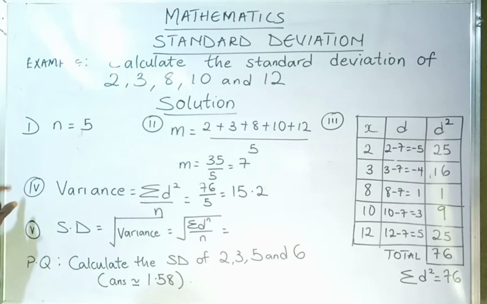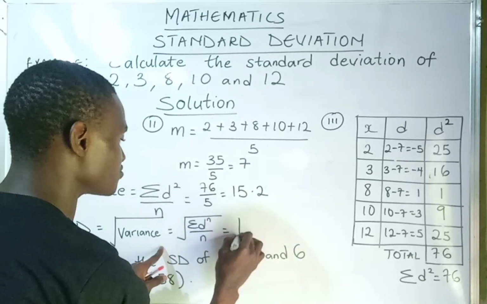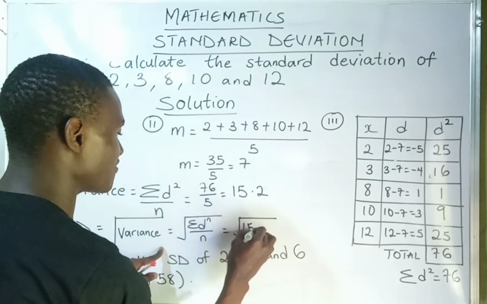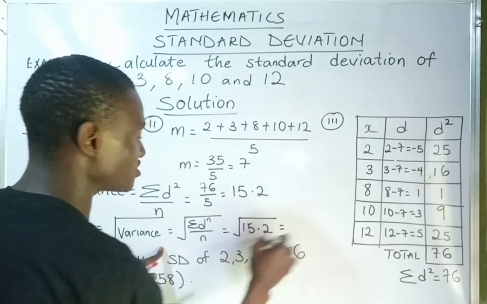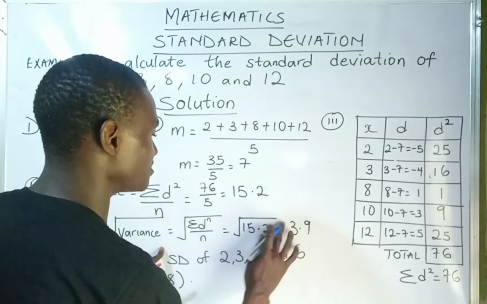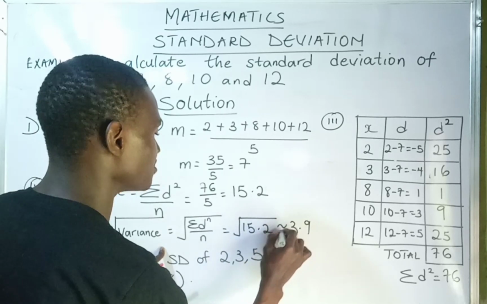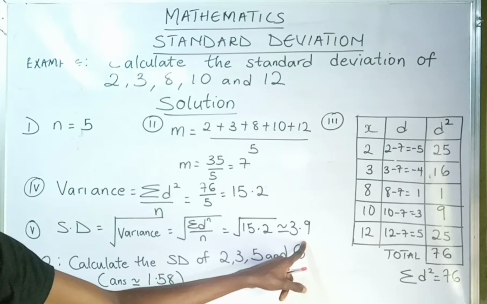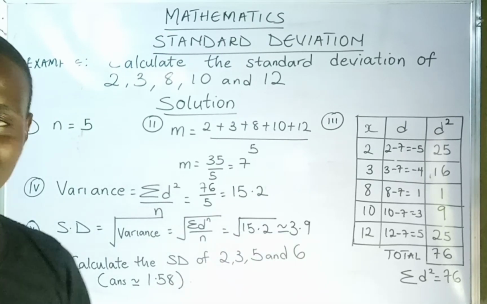Now that we have done the fourth step, the last step is to find the standard deviation, which is simply to take the square root of the variance, and that is 15.2. And the square root of 15.2 is approximately 3.9. Approximately 3.9. And this is our standard deviation. You can imagine how simple this is.